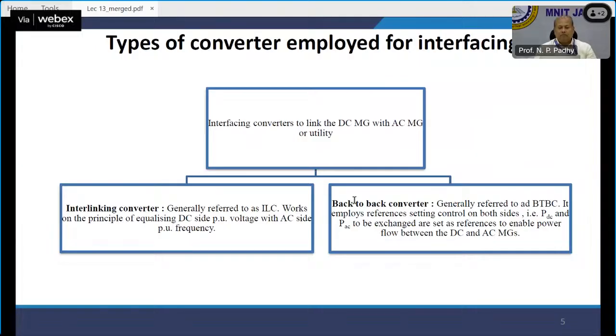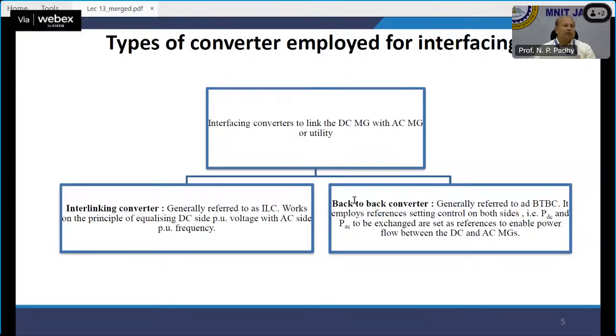Okay, good. So, the types of converters employed for interfacing. First are interfacing converters to link the DC microgrid and AC microgrid or utility. Interlinking converters, generally referred to as ILC, work on the principle of equalizing the DC side per unit voltage with the AC side per unit frequency, because the DC side doesn't see any frequency. The responsibility is the smooth power exchange between these two through the interlinking converter.